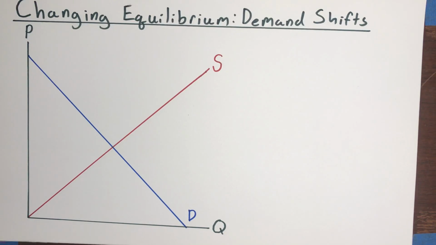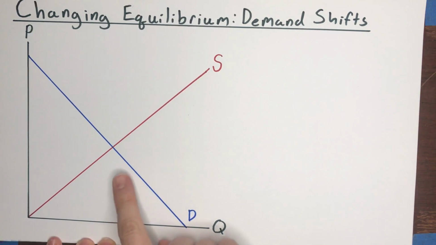In this final video, we're going to talk about how the equilibrium price and quantity can change. Remember, in Chapter 3, we talked about determinants of demand and determinants of supply, or as your textbook calls them, demand shifters and supply shifters.